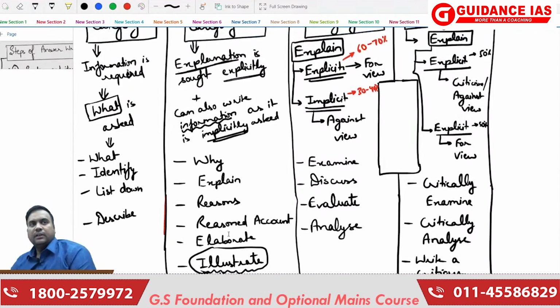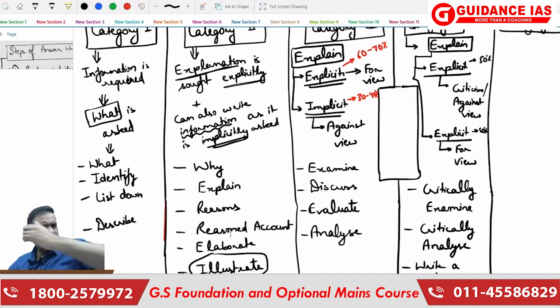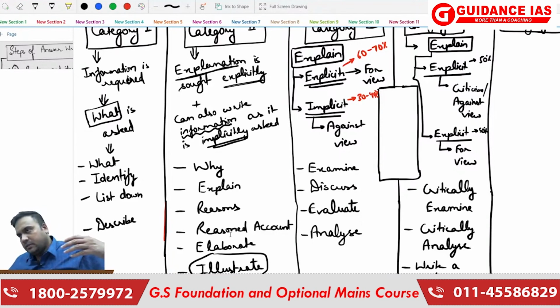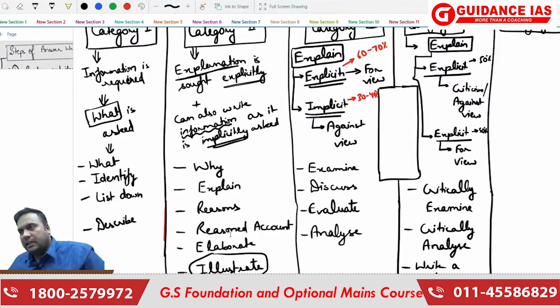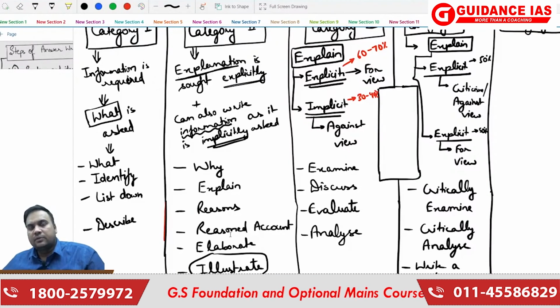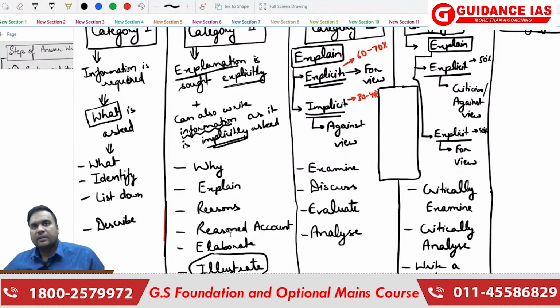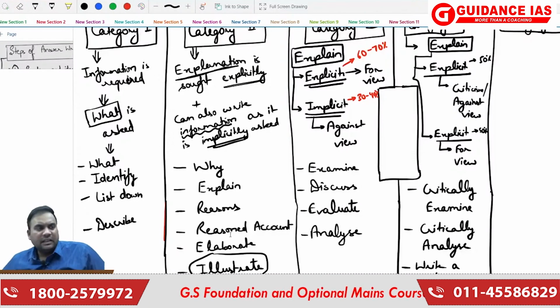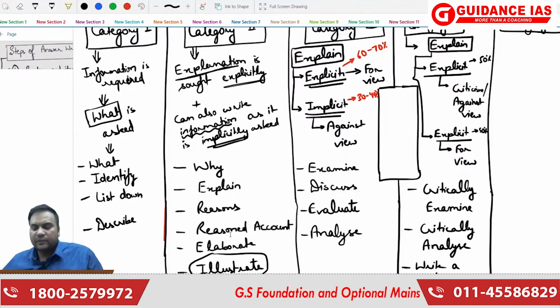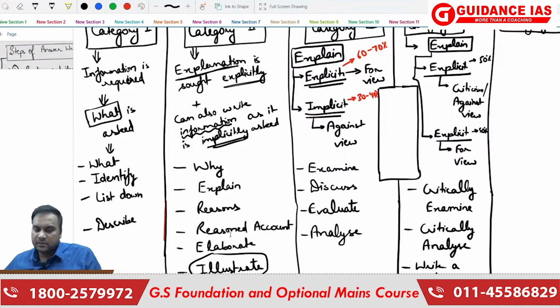I still remember once when I was writing, I think it was 2009, one of the mains, and one of the questions I remember was: critically analyze the role of the Indian Council of Agricultural Research in development of agriculture in India. This was the question. It was asked, I think, in GS. I knew about the role of the Indian Council of Agricultural Research. Without even looking into the secondary keyword, I just wrote my answer.